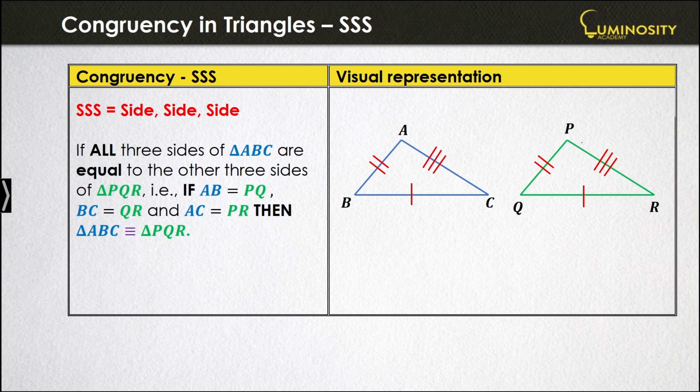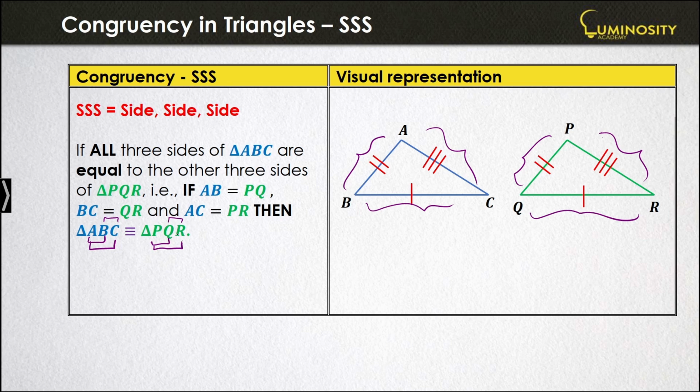So we say that if all 3 sides of triangle ABC are equal to the other 3 sides of triangle PQR, that is, if you have AB equals PQ, BC equal to QR, and AC equal to PR, then triangle ABC is congruent to triangle PQR. And look at the order that we wrote it in. AB is equal to PQ, right? BC is equal to QR, and AC is equal to PR. So that order in which you write it is really important.